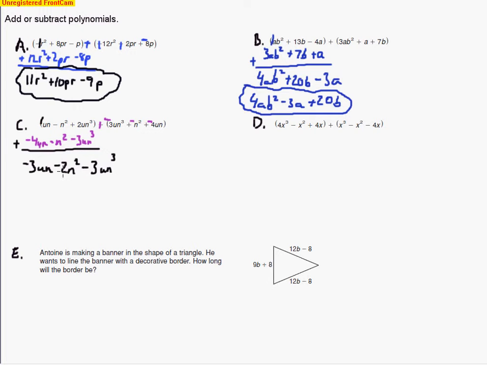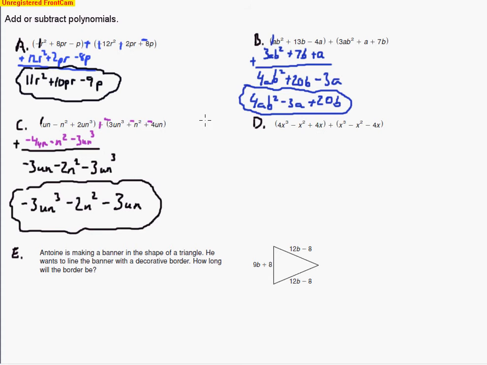Well, again, typically we go with the variable that's closest to a, so we have n. So if you wanted to move things around, you could go ahead and put it in descending order according to the n's. And so maybe you write it as negative 3un to the third. And then I do the n squared next, negative 2n squared, because I'm putting it in descending order according to the n's in this case, and then I have a negative 3un. So that's descending order according to the n's. According to u's, I would put the negative 3un squared first, but then the negative 3un, and then last the negative 2n squared. So there we have it.